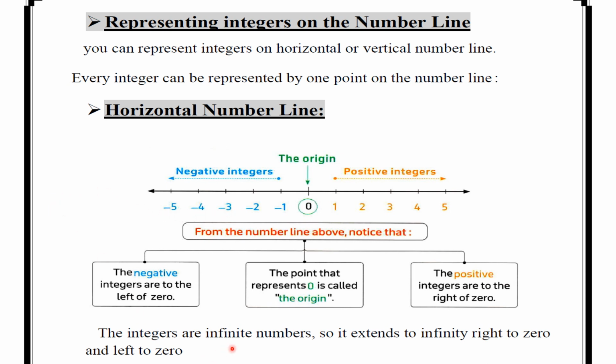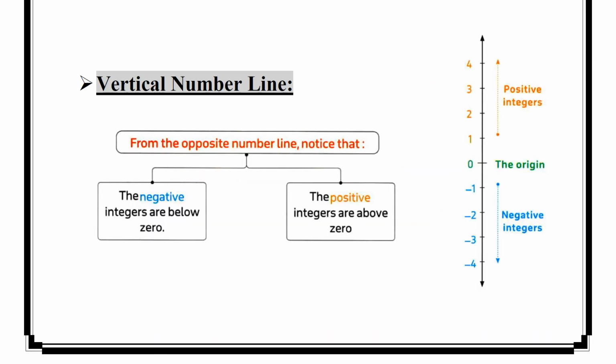The integers are infinite numbers, so it extends to infinity, right of the 0, which are the positive numbers, and left of the 0, which are the negative numbers. In the vertical number line, from the opposite number line, we note that the positive integers are above 0. So here, above the 0, we have the positive integers, 1, 2, 3, 4, and so on. And the negative integers are below 0. We have here below the 0, negative 1, negative 2, negative 3, and so on.